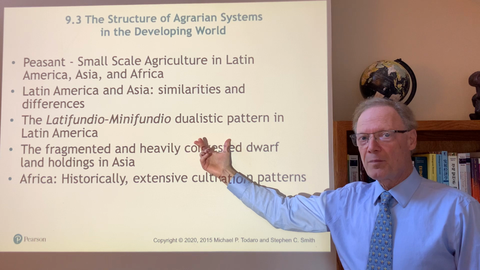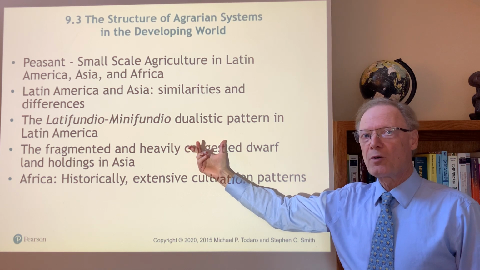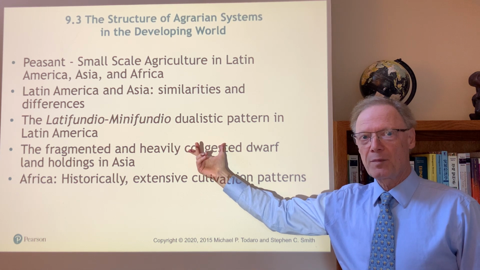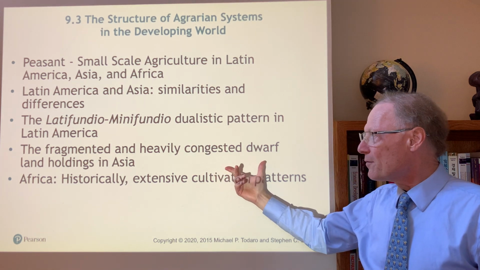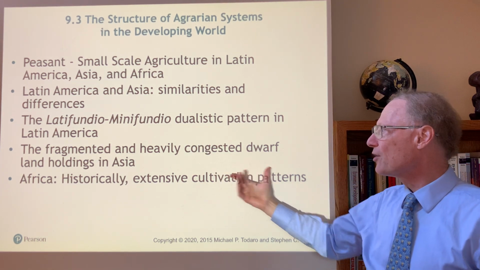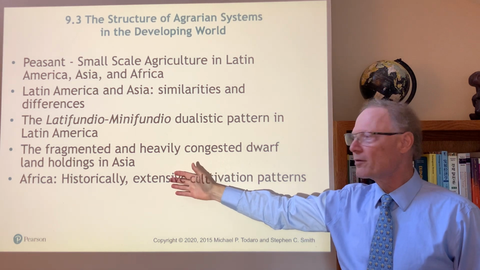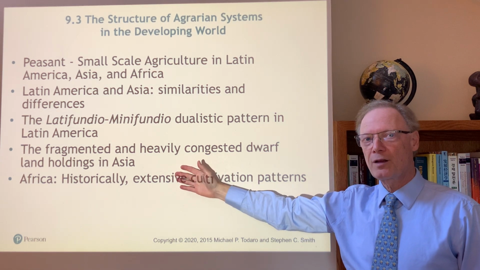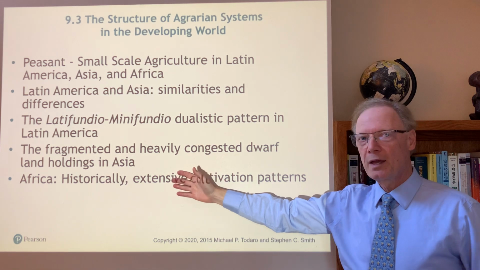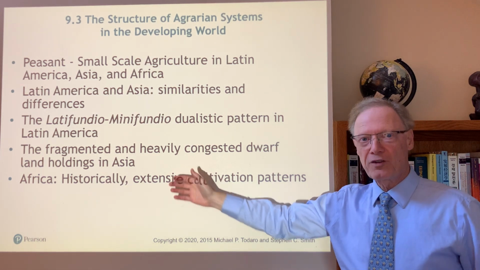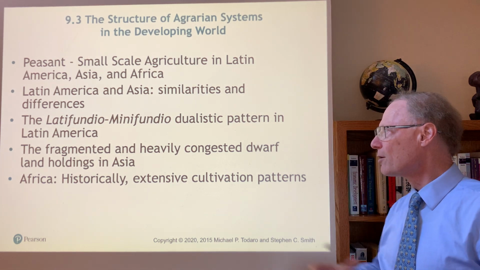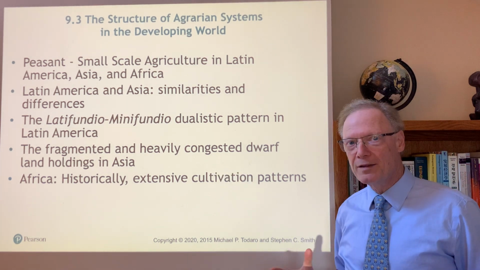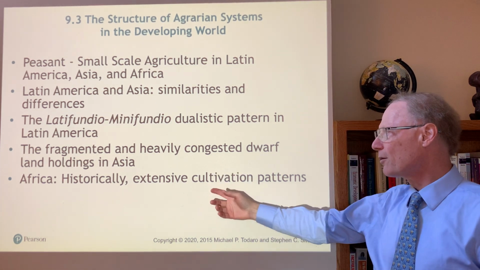This is the traditional pattern. Of course, there are also much more modern sectors in the economy with medium-sized farms. On the other hand, very fragmented and heavily congested, sometimes called dwarf landholdings in Asia, such as in South Asia, in which generation by generation, plots have become smaller. And so this is a different kind of small-scale farming.